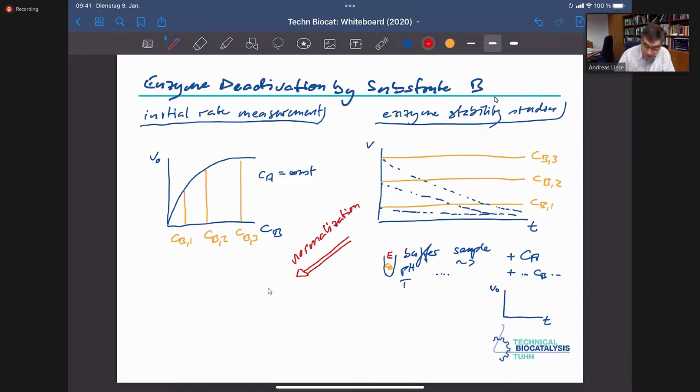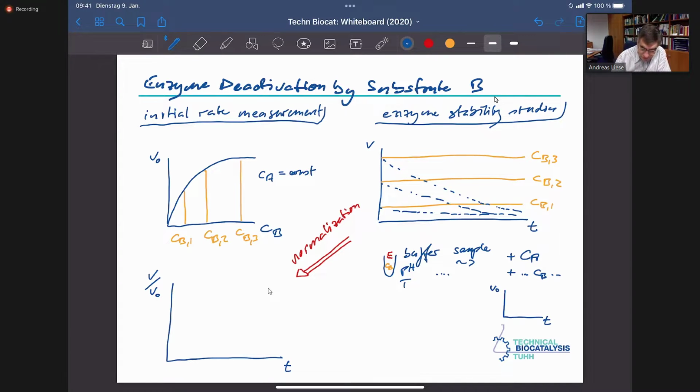So how does this function? In the end, we generate once again a plot of V divided as function of time. So that's the right plot on top, right? But we do not plot V, but we plot V divided by V0.